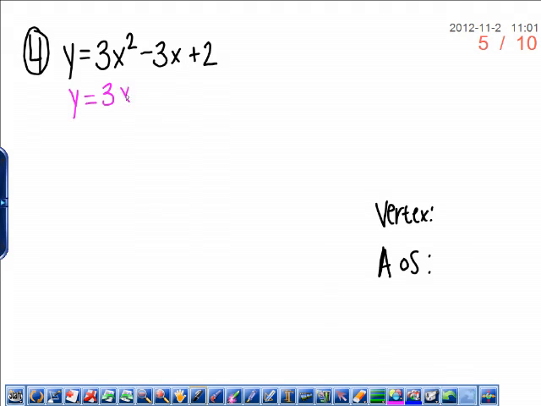Okay, so 3x squared minus 3x plus 2. Okay, now what do I do? Pull out the 3. Is it because this is 3 and this is 3? No, it's because it's my a value. It just happens that it works out nicely. Okay, so here's 3 times x squared, what? Minus x, and there's my space, plus 2.